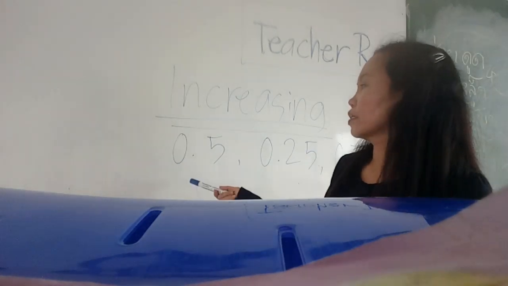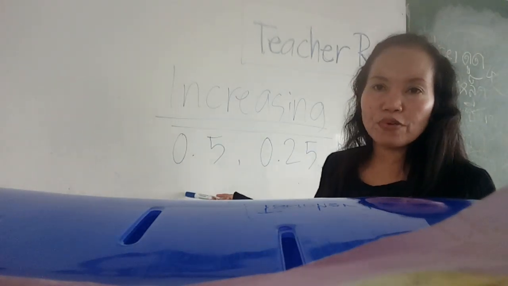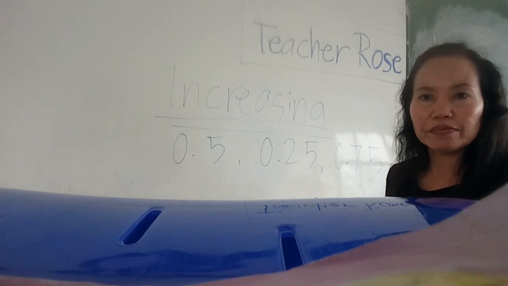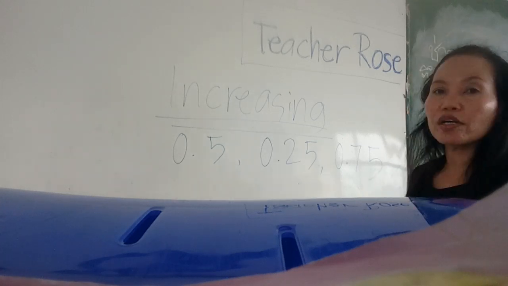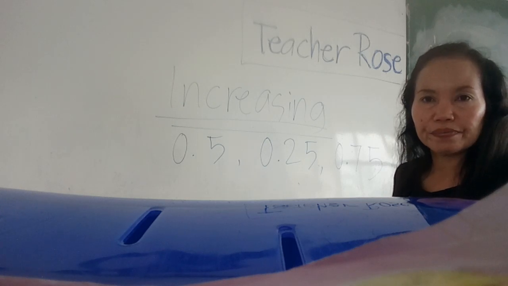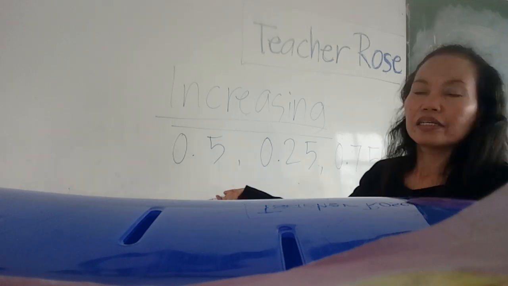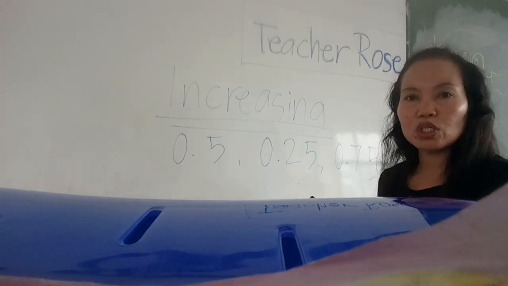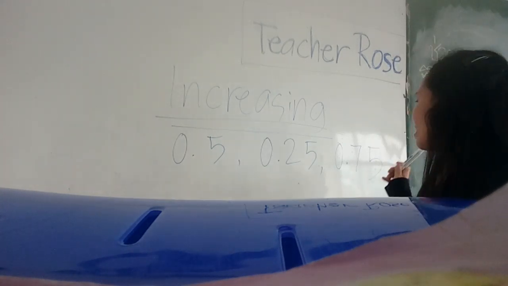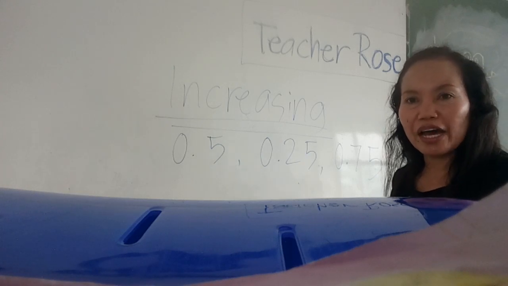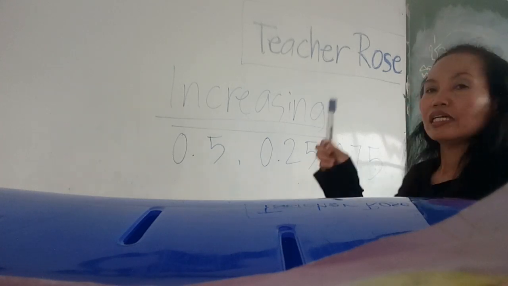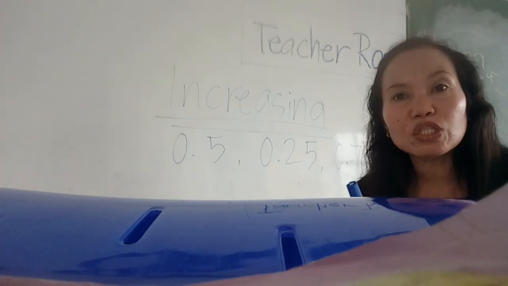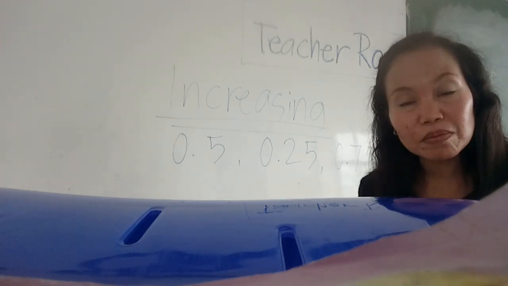Okay, everybody. 0.5, 0.25, 0.75. Again, 0.5, 0.25, 0.75. Okay. Now, to arrange them in increasing order, we need to find the smallest first.